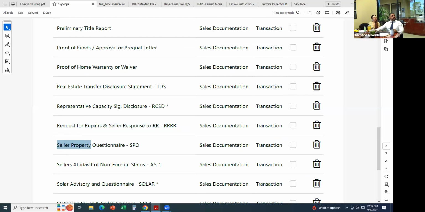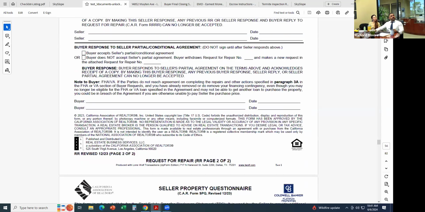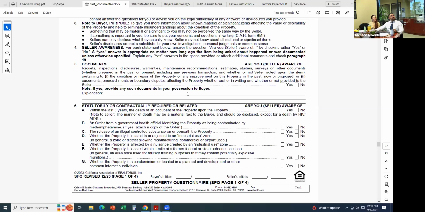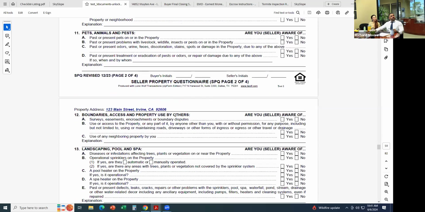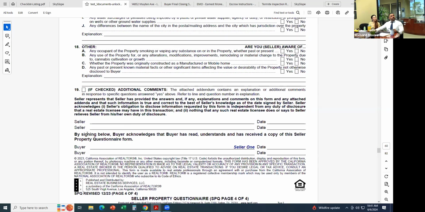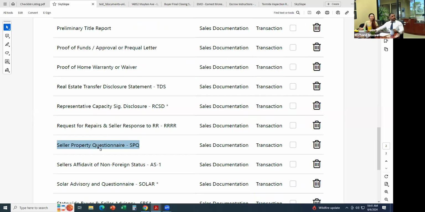Okay, the next form on the list is a seller property questionnaire. This is another questionnaire like the TDS. And this is what it looks like. This one is, I believe, 4 pages. And then seller sign, buyer sign. Okay, the next form is this, and this is going to be provided by the listing side again, right?